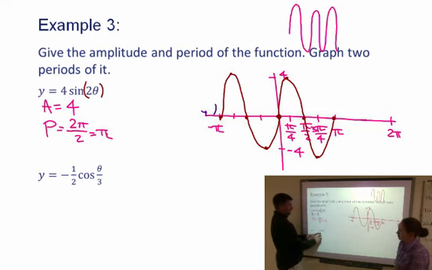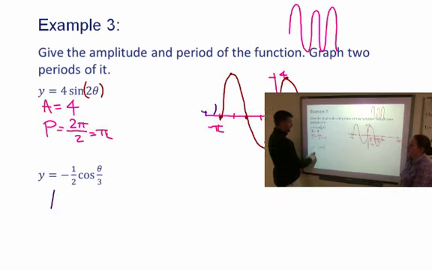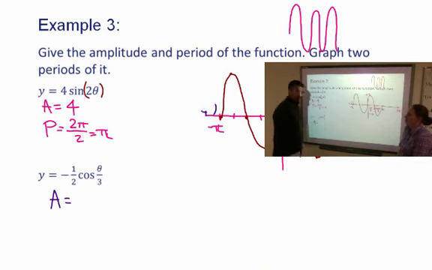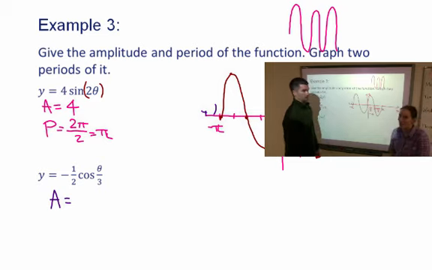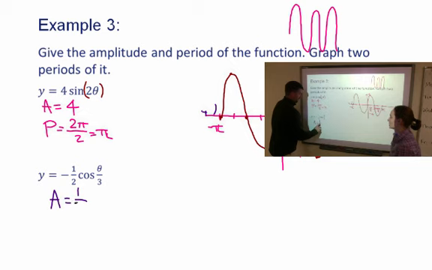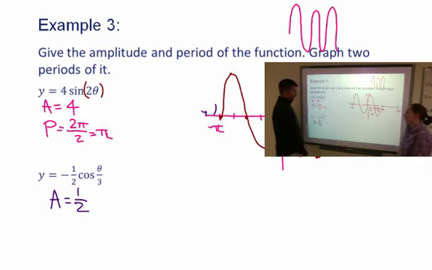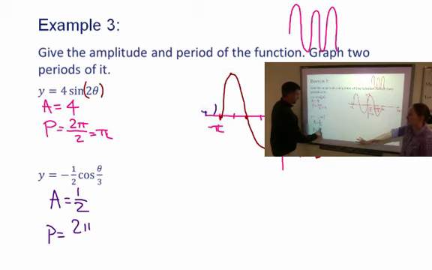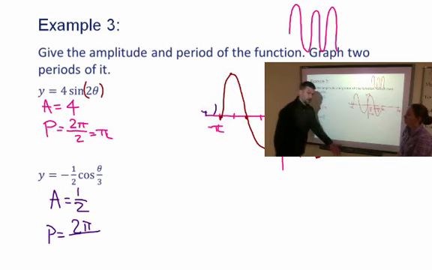So this time I've got cosine of theta over 3 times a negative 1/2. So my amplitude in this case is not negative 1/2. The absolute value of negative 1/2 is positive 1/2. Remember, amplitude is a distance, so it's always positive. That negative is telling us we're reflecting across the x-axis, so we're going to go down first instead of up.